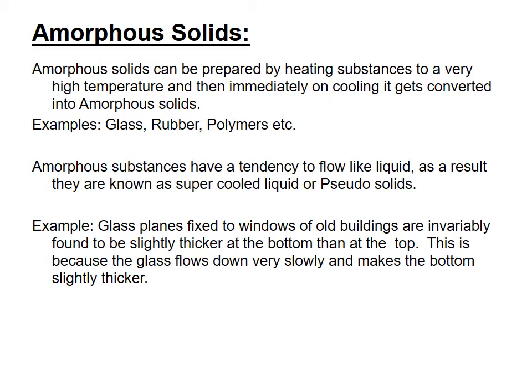You can see in the frame the definition of how to prepare amorphous substances. Amorphous substances are prepared by heating the substance at a very high temperature, and then on immediate cooling it forms amorphous solids. This means heat the substance to, like, 50, 60, 100, 200 degrees Celsius.